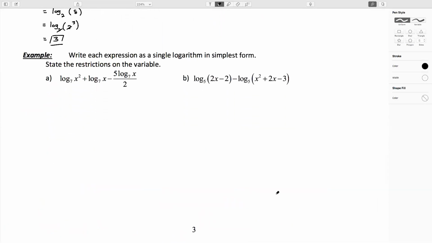All right, write each expression as a single logarithm in simplest form. State the restrictions on the variable. So we are going to do what we just did, but this time there's variables in our logs. We are going to simplify as much as we can, and then we're going to use the fact that variables are in our logarithms to write some restrictions.